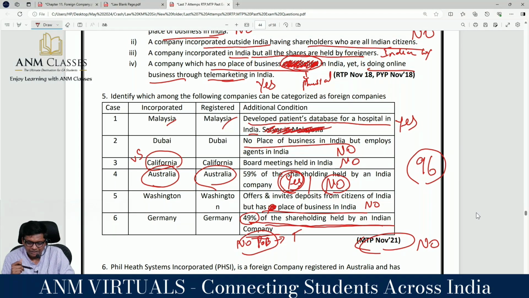Case 1. See, in case 1 I am assuming place of business in India because they have not directly given, but developed patient database means it's some business in India. So since place of business in India through electronic mode of doing database service, it becomes a foreign company. Again assumption on place of business. Some points it's easy. He has clearly given no place of business. I will write no. Following, guys, everybody got it.